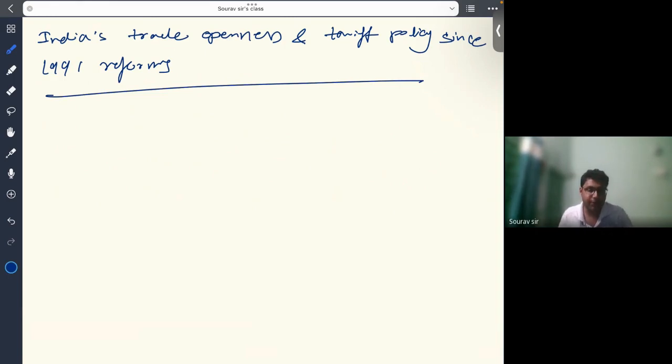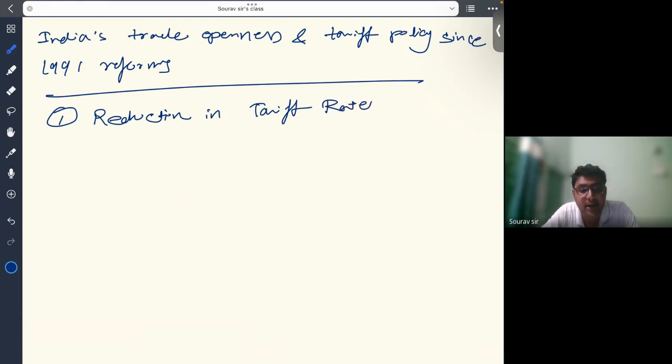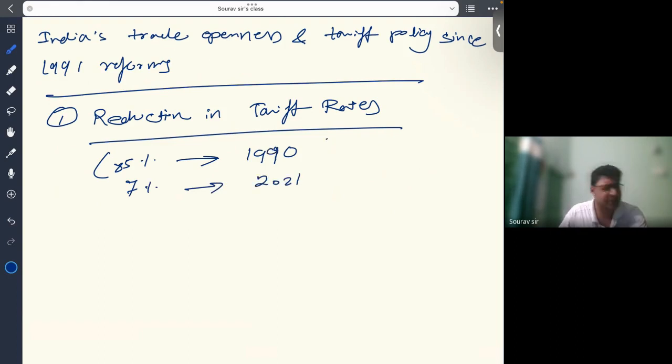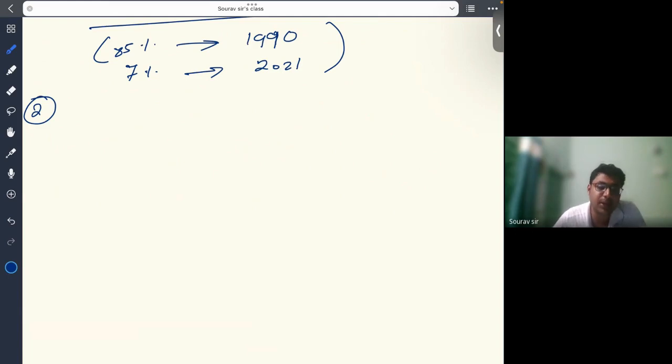First was the reduction in tariff rates. Obviously, after openness or liberalization, the first effect was reduction in tariff rates. Why? India gradually reduced its average tariff rate from 85% in 1990 to 7% in 2021. 85% was the tariff rate in 1990 and it decreased to 7% in 2021. So just try to think about it. They have reduced the tariff by about 78 percentage points.